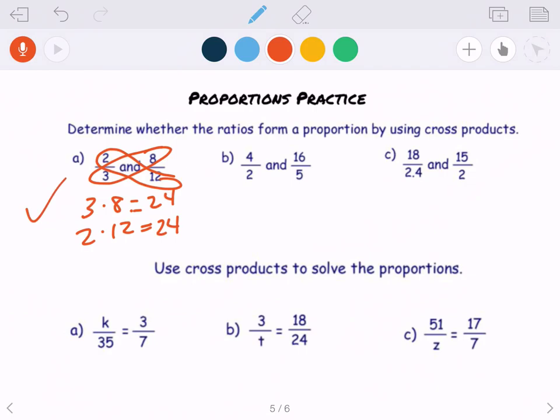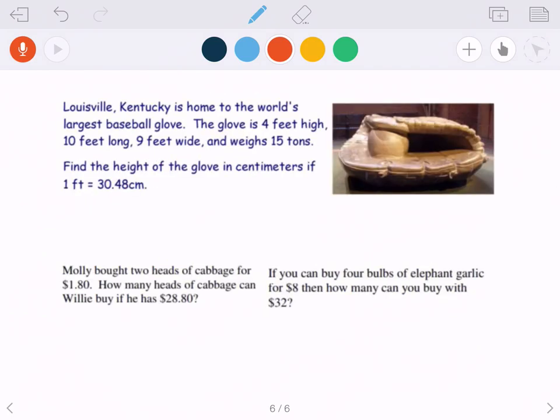Again, down below, using the cross products to solve proportions with missing values. Just going to cross multiply and solve for that variable. I do want to do a word problem with you. So, let's look at the Molly example.